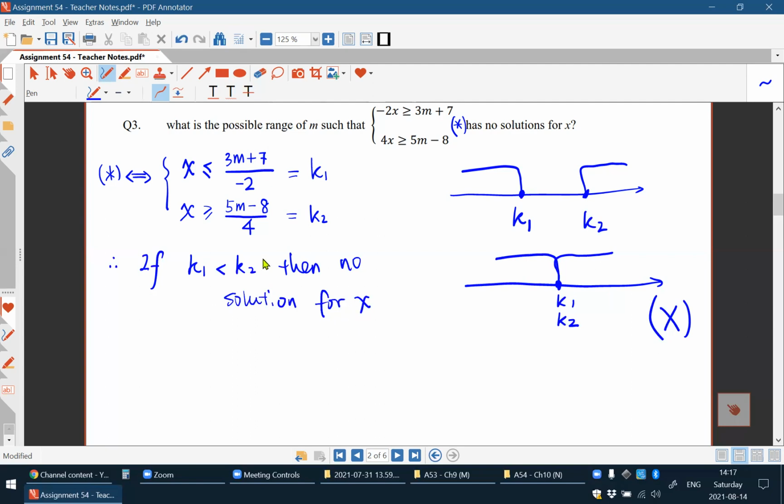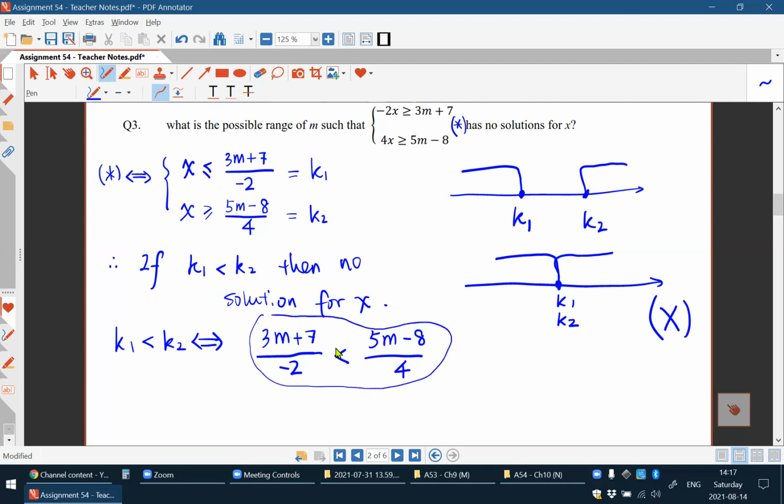Okay, let's call this. All right, so k1 smaller than k2 is equivalent to, where k1 is (3m plus 7) over minus 2, and k2 is (5m minus 8) over 4. So that means if the inequality here is satisfied, there's no solution for x. This is equivalent to, okay, we need to solve this inequality, right?